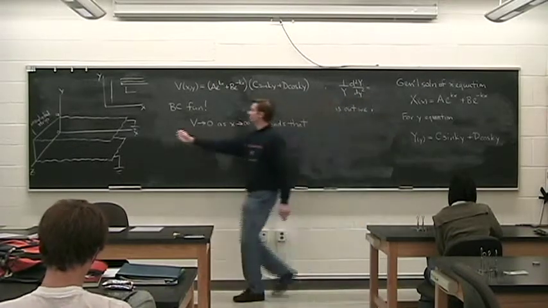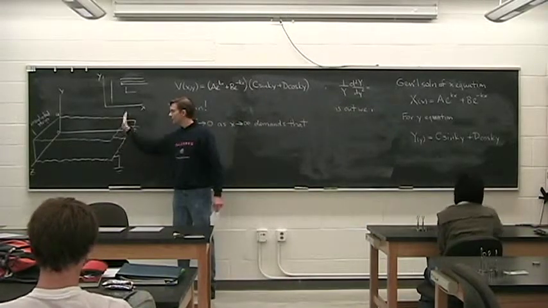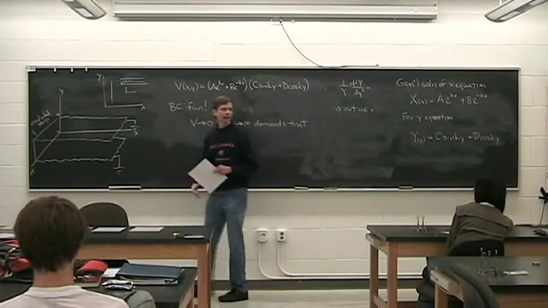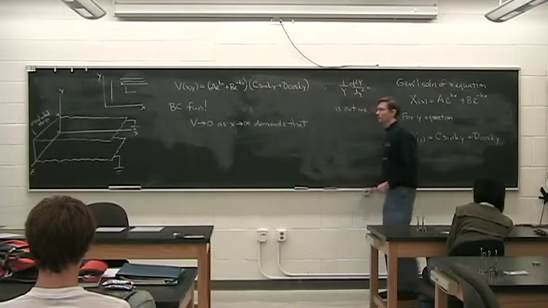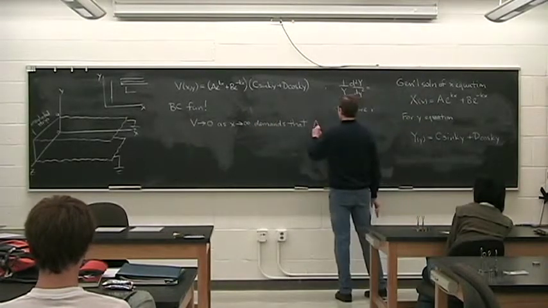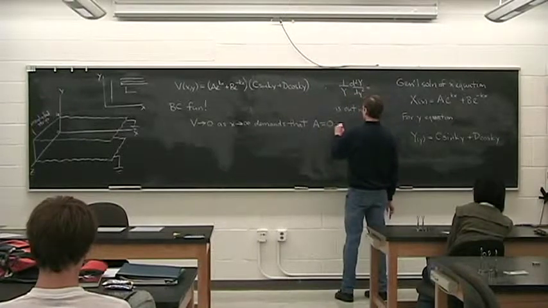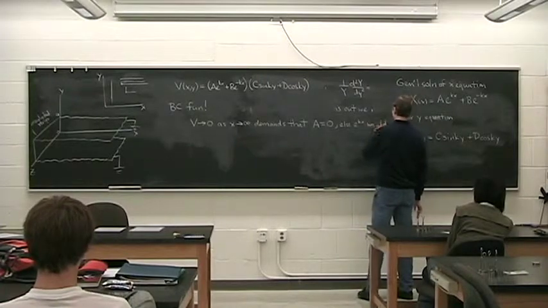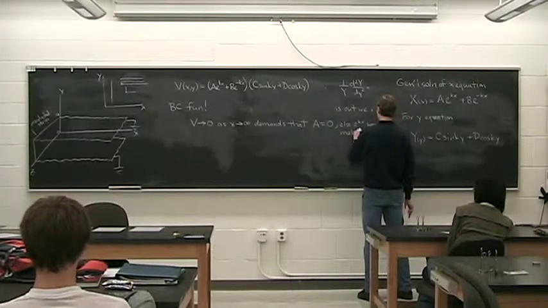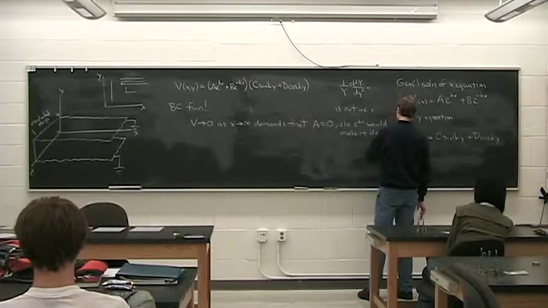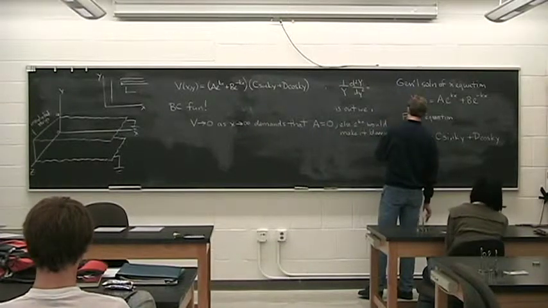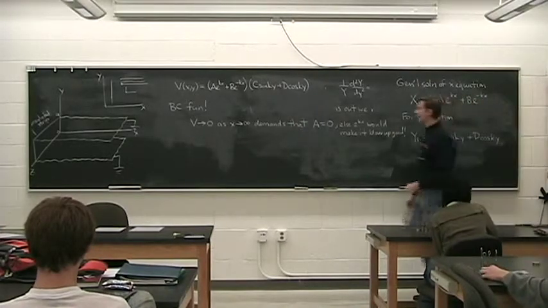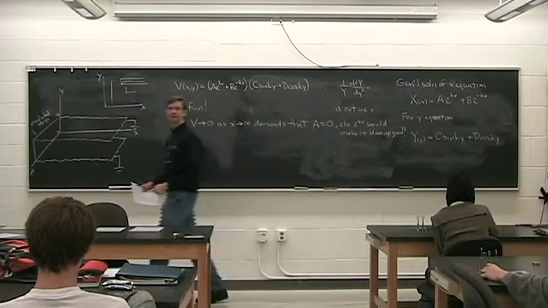Now, if there was a boundary over here, if there was, say, another conductor over here and the potential is going, then you're going to need both terms in general. But this convenient problem where we get to go off to infinity, we get to demand that a has to be equal to 0, else e to the kx would make it blow up. We don't want our solution to blow up. So we make a have to be 0 in order to avoid that.